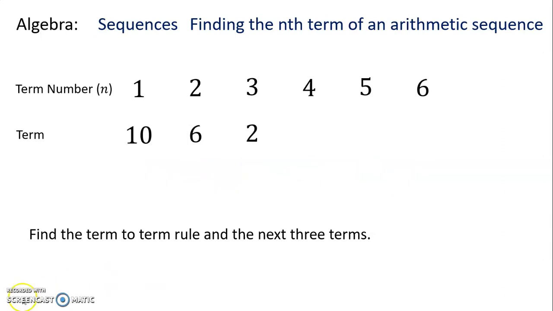Okay, so here's another example for you to do the same with, and you're going to need to pause the video. Just take note though, the terms are getting smaller, so this is a decreasing sequence. So pause the video, copy this out, see if you can find the term-to-term rule and mark it on using arrows underneath, and then find the next 3 terms.